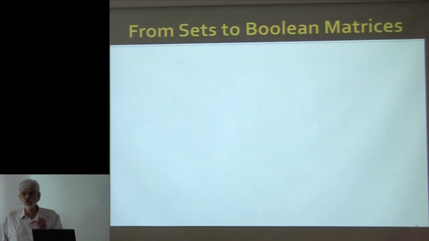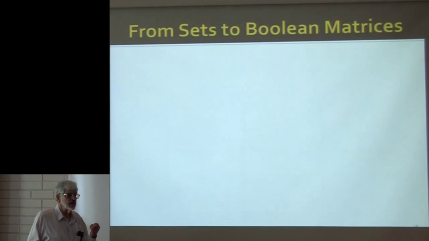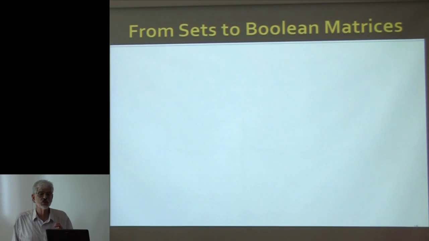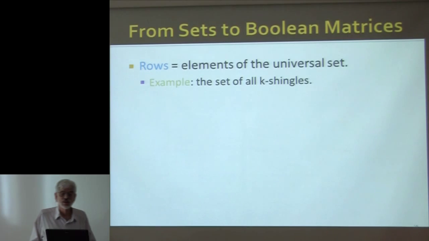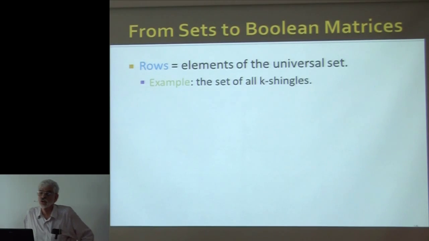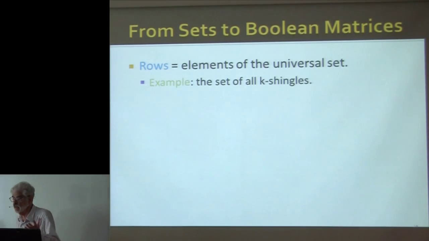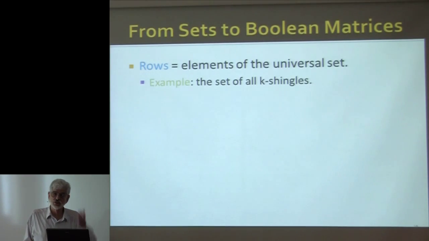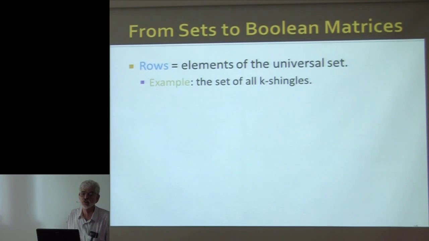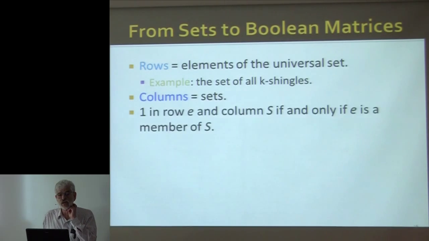Now, in order to explain how Minhashing works, I'd like to start thinking of sets as Boolean matrices, really a collection of sets. Each set is a column in this matrix. So the rows will correspond to the elements of some universal set. For example, if you're using K-shingles, there are only a finite number of K-shingles, so you can think of one row for each possible K-shingle. Columns, as I said, correspond to the sets, and it's a characteristic matrix. You put a 1 in the row for an element E and the column for set S if and only if E is a member of S, otherwise you put 0 there.